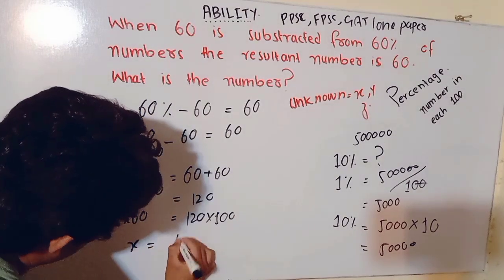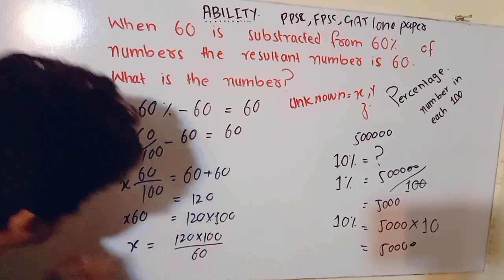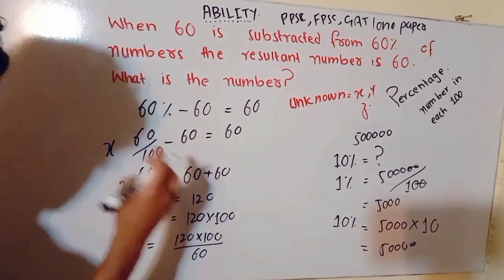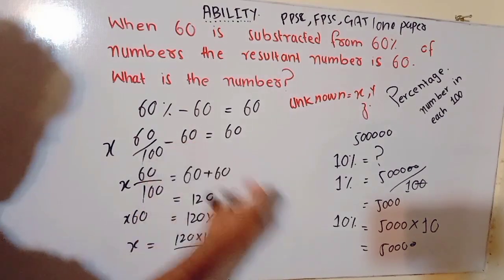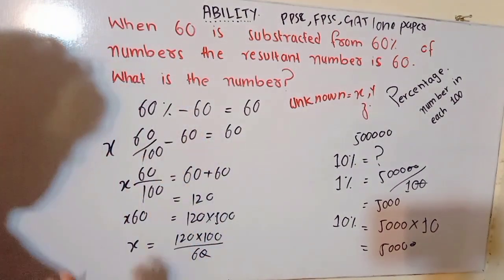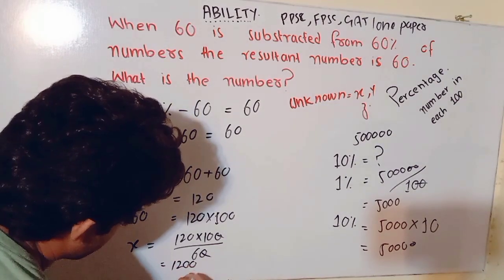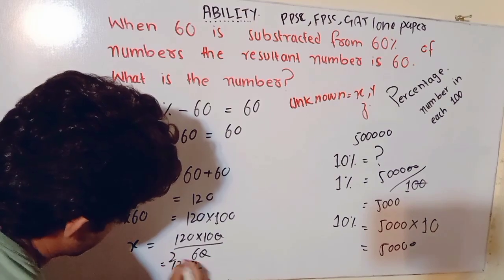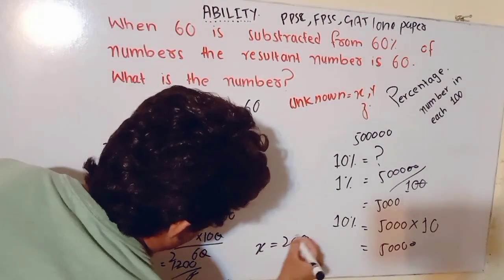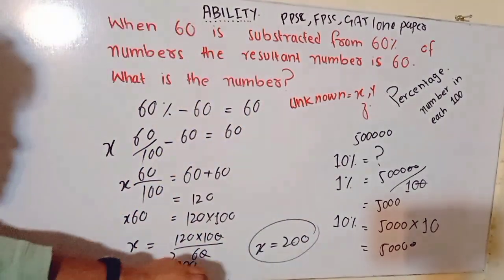Here x equals 120 times 100 divided by 60. Why divided by 60? Because 60 is multiplying here. It will perform the opposite function when we move it to the other side of the equal sign. 10 cancels with 10. Then what will be, 6 twos are 12. X will be 200, and 200 is our answer. 200 is our answer.